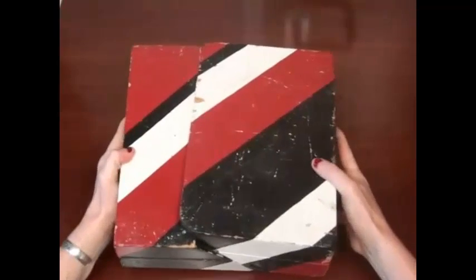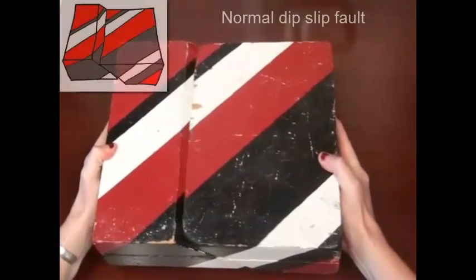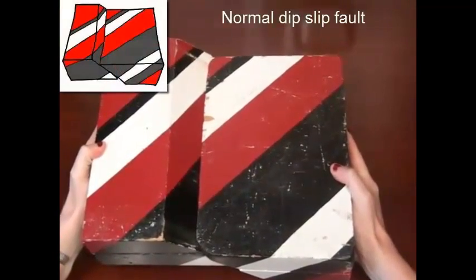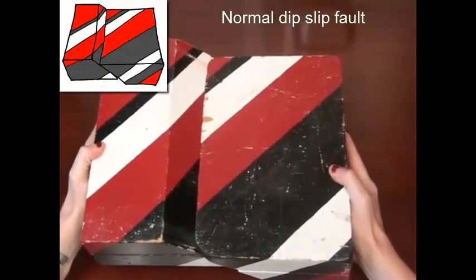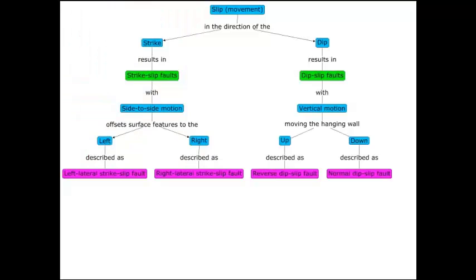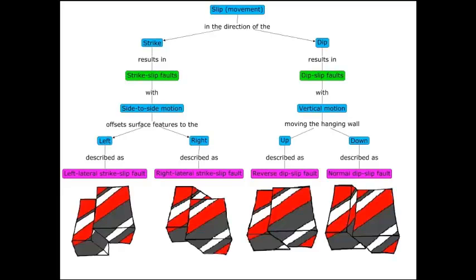If instead I pick up the block and pull my hands apart, modeling tensional stress, the hanging wall moves down relative to the footwall. This results in a normal dip-slip fault. If the hanging wall moves up relative, here is an example of each of the types of fault.